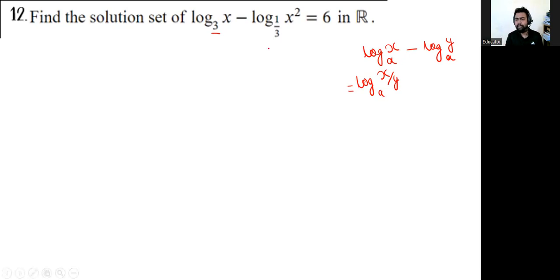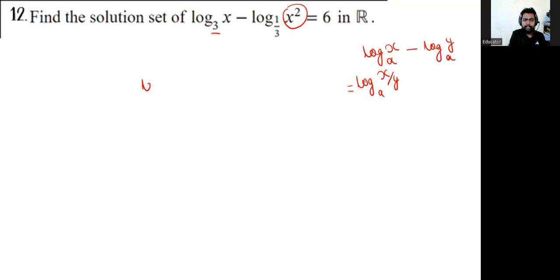So there is a rule called the switch rule. Whenever I switch my base, I'm also supposed to switch my input. So if I switch x square to 1 upon x square, if I reciprocate my x square, I'm also allowed to reciprocate my base. This is the rule which we are going to follow.